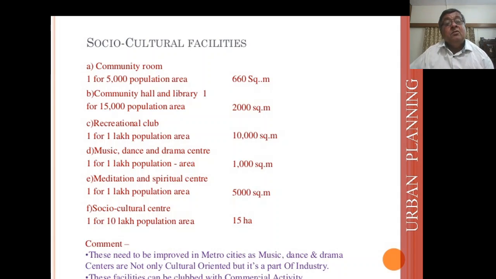Socio-cultural facilities. Community room, one for 5,000 population. So we require 660 square meter of community room. Now community hall and library, one for 15,000 population, area approximately 2,000 square meter. Now recreational club, one for 1 lakh population, and area of the recreational club should be 10,000 square meter. Music, dance and drama center, one for 1 lakh population, area approximately 1,000 square meter. Now meditation and spiritual center for 1 lakh population, it should be 5,000 square meter. And socio-cultural center, one for 10 lakh population, and it should be about 15 hectares.